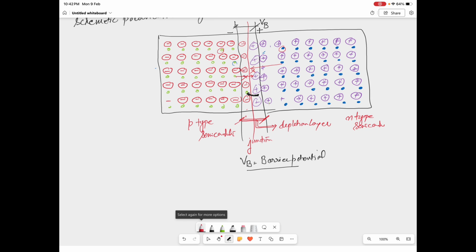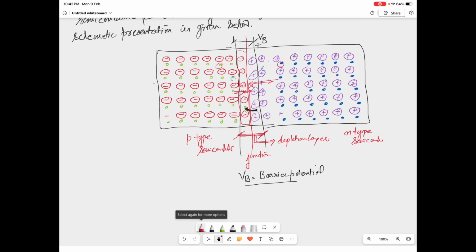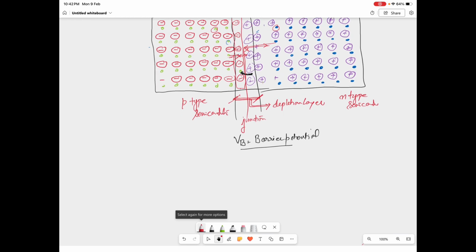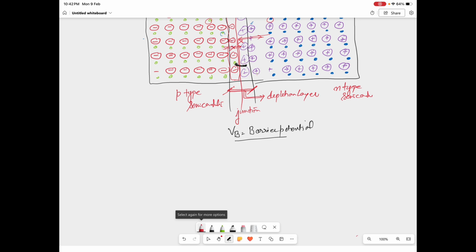Because of this barrier, you can see it's a positive charge, so it will not allow any positive charge. It will repel it to this side. Similarly, the electron is coming because of the positive charge, but because of the potential which is developed by this layer, it gets repelled. So it does not allow the majority carriers to come to the p side. So this is called the barrier potential.